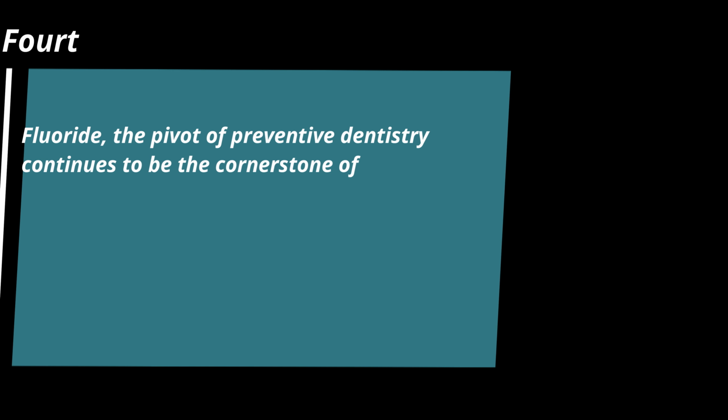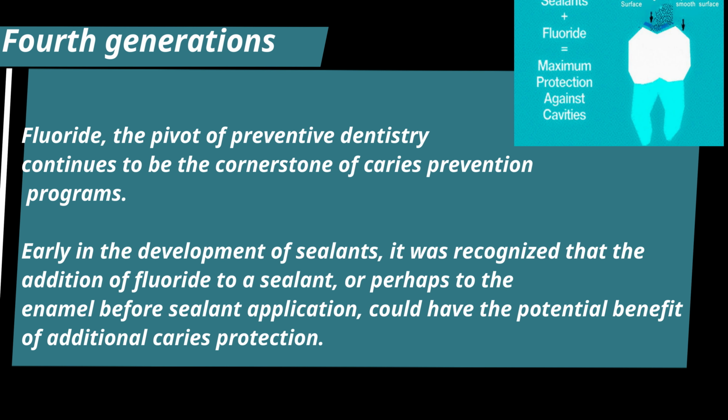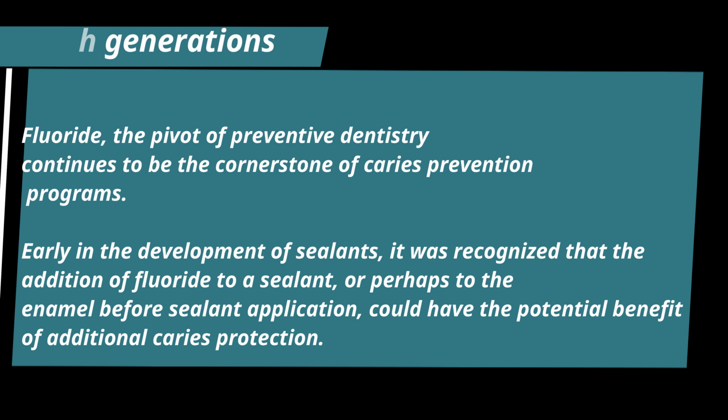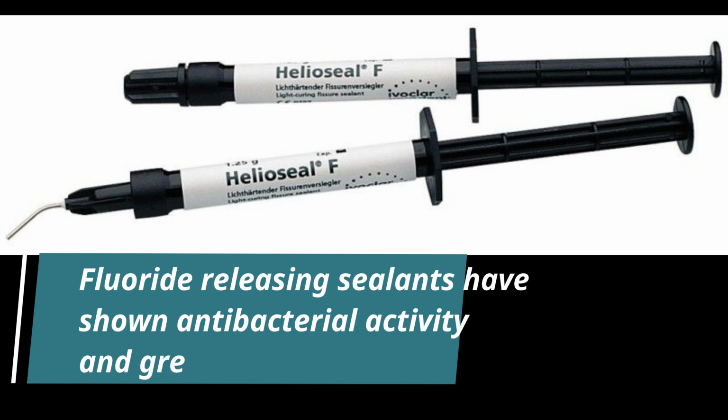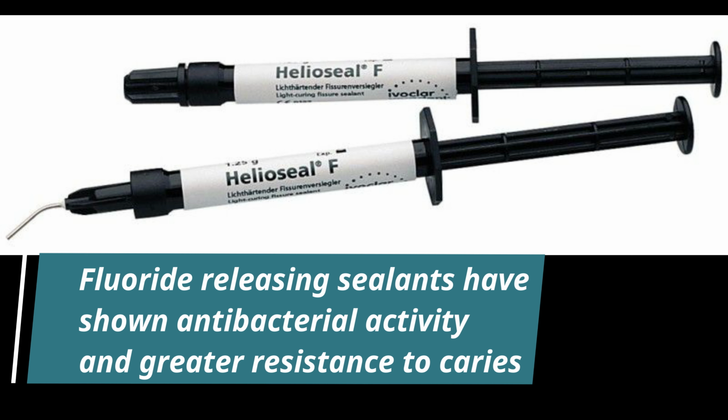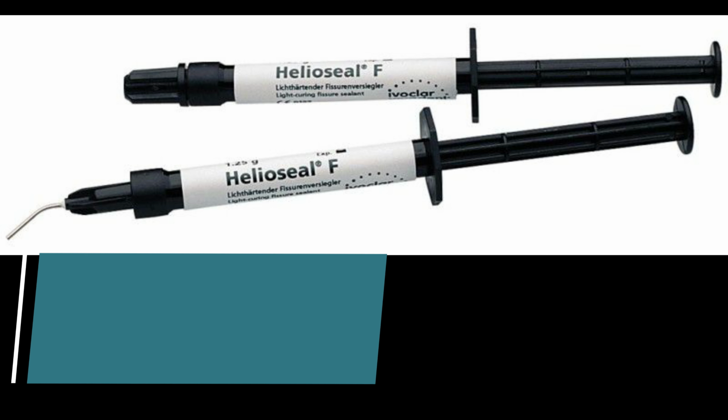In fourth generation, fluoride, the pivot of dentistry, continues to be the cornerstone of caries preventive programs. Early in the development of sealants, it was recognized that the addition of fluoride to a sealant or perhaps to the enamel before sealant application could have the potential benefit of additional caries protection. Examples are Helioseal F and Teethmate F1. It has an advantage that fluoride releasing sealants have shown antibacterial properties as well as greater resistance to artificial caries in comparison to non-fluoridated sealants.